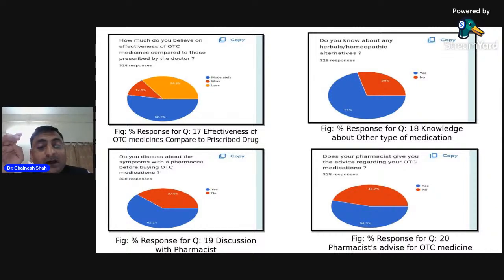Another thing, does the pharmacist give you advice regarding OTC? They told 54-55% good, that pharmacists at least wanted to educate them, but in 45% of cases no. There can be many reasons; the patient may be in a hurry and all these things.